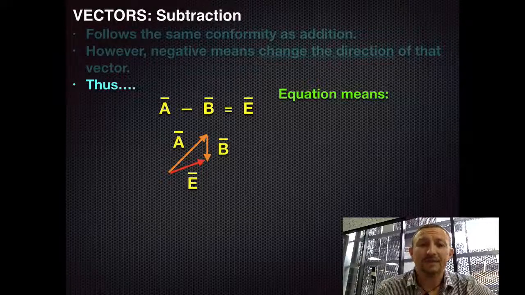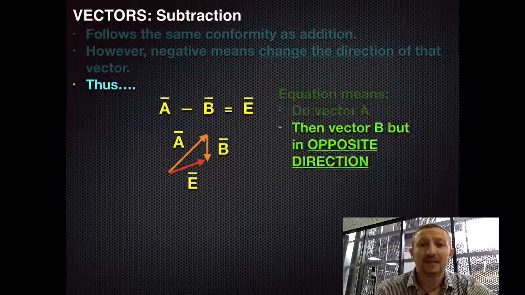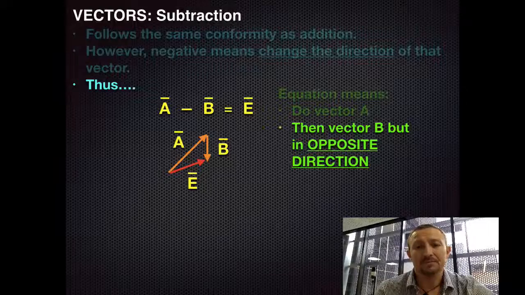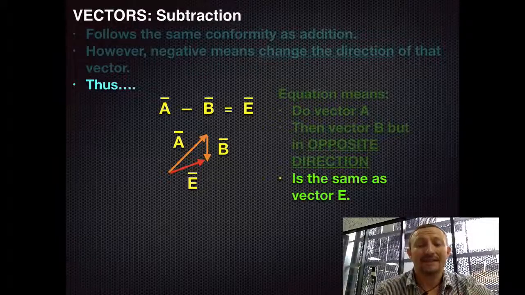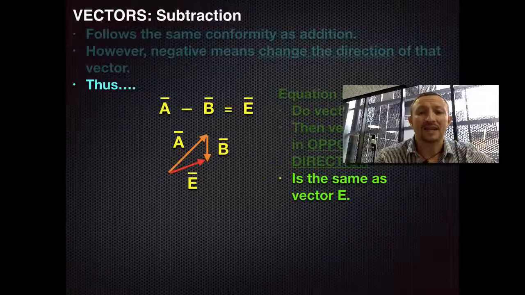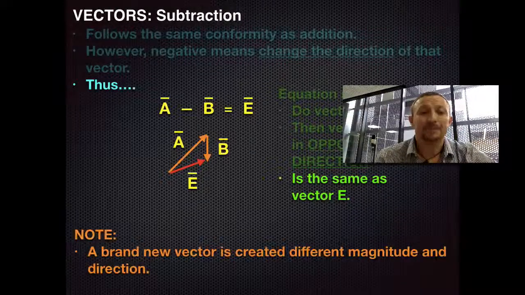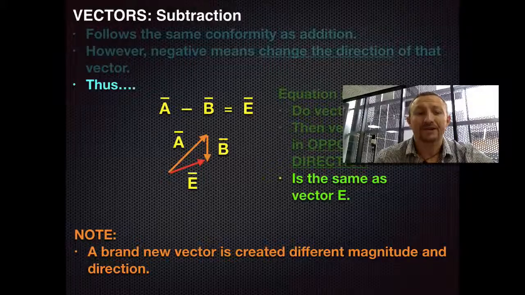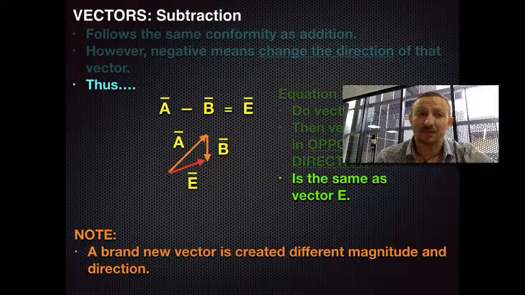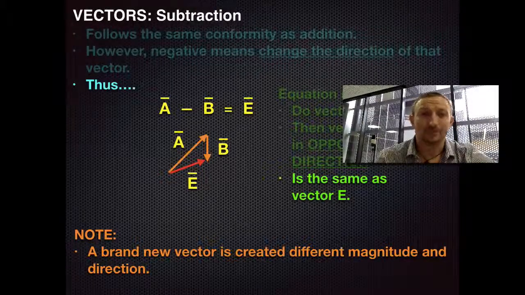So to recap, this equation means we do vector A, then we do vector B, but in the opposite direction because it's negative. The result is we get vector E. So doing A minus vector B is the same as doing vector E. As a result, we get a brand new vector which has been created with a different magnitude and a different direction to what we had in our previous example when we looked at addition.